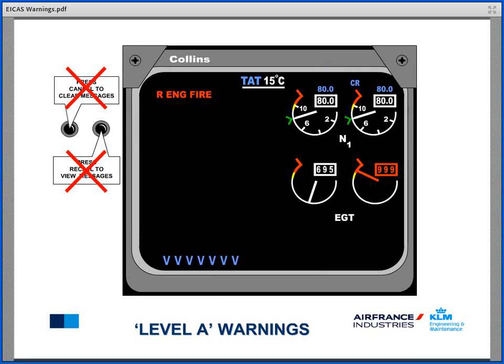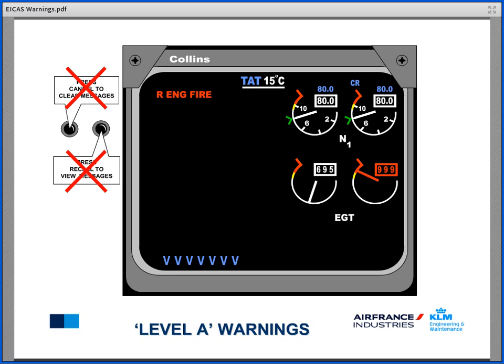Now on the display, you can see that the level A warnings, the most serious, are shown in red. And if we look across the right, the EGT is exceeding 999 degrees, so we're about to start blowing fan blades out the rear. Anyway, this is pretty serious. So he has right engine fire in the top left-hand corner.